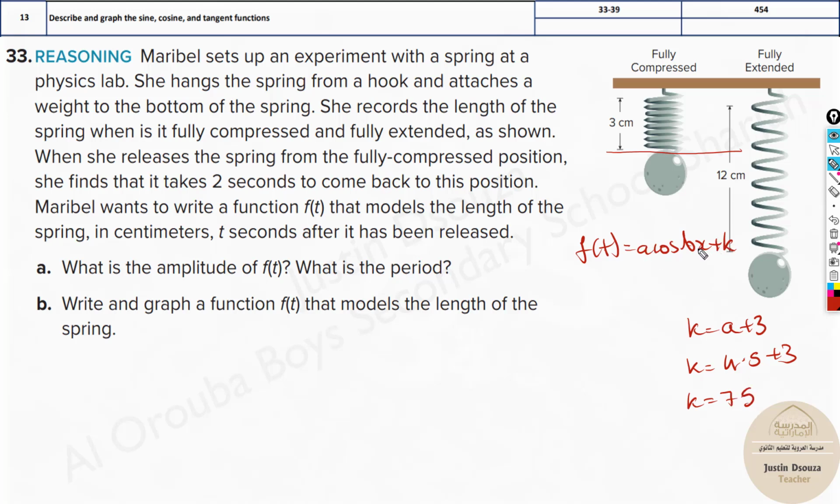We have a value, we have the period, but what about the b? That's the only unknown value. The b can be easily solved.